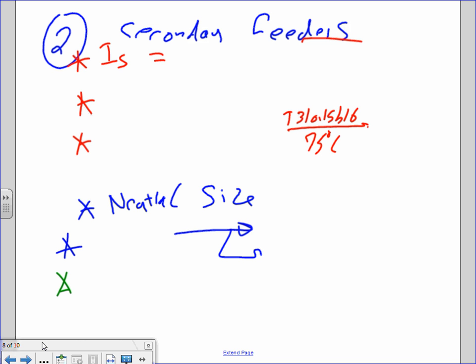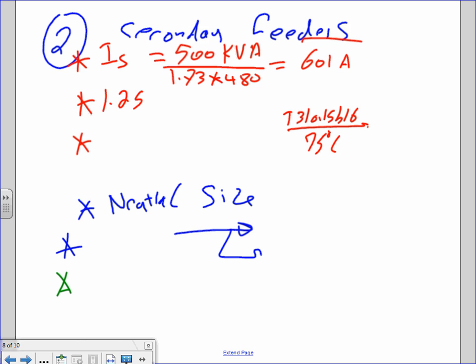Secondary feeder, Adam, is 480, so it's a baby one. When you go there, you're going to take the same 500 kVA. Oh, not KCM. Did I do KCM here? I hope I didn't. kVA. Divide this baby by 1.73 times 480, because that's the secondary side, and that will give me a healthy 601 amps. Now assume it's continuous load, 1.25, multiply this 601, and you get 751 amps.